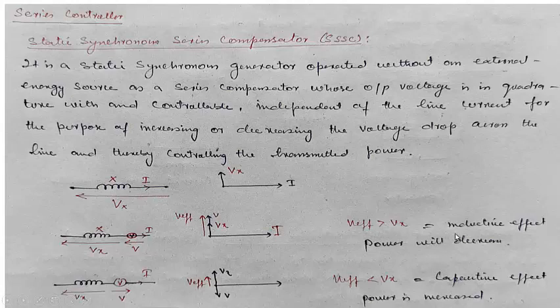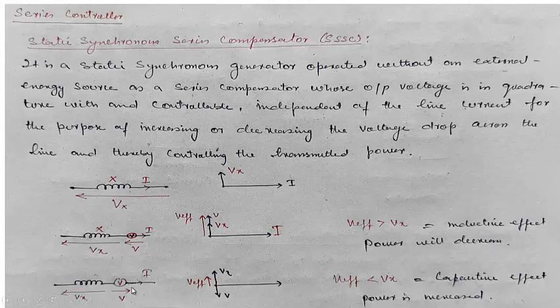We can say that as if this voltage source will act as an inductor, because you will see that this current will lag this voltage by 90 degrees. That means it will act as an inductor, and that's why the voltage drop will increase in this way. So when there is an inductive effect, total inductance will increase, and the power transmitted will decrease.